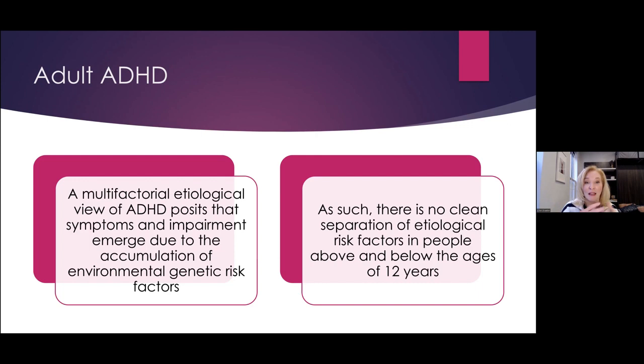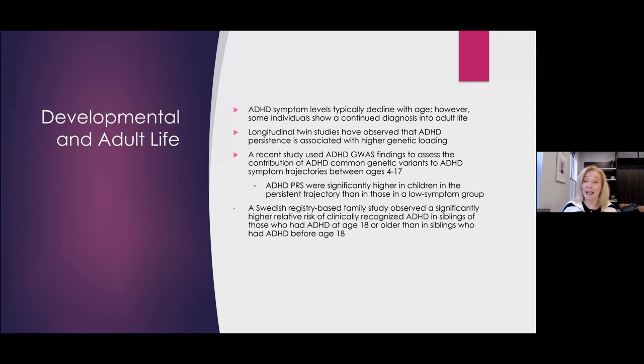And as such, the researchers who are behind this push for adult onset ADHD say there's no clean separation of etiological risk factors above and below the age of 12. So as most of us know, before DSM-5, there was a cutoff of age 7 for ADHD. They raised it to age 12. My guess is that as time goes on and we get the new iteration of the DSM, this will probably be at least addressed in some way.